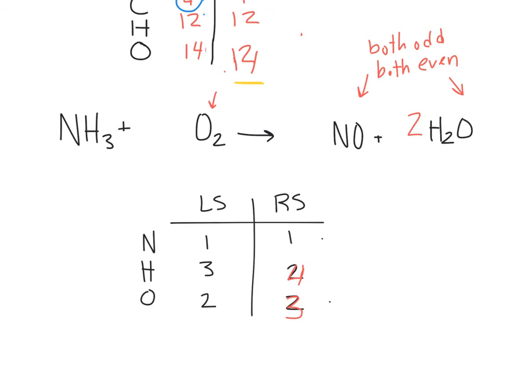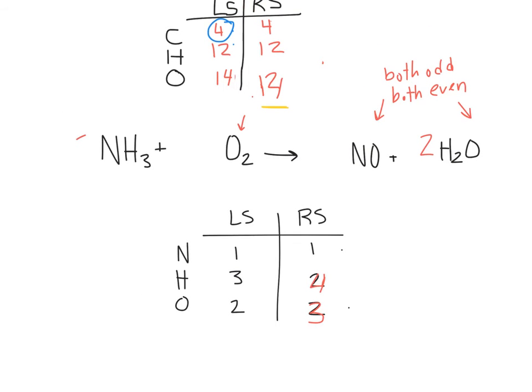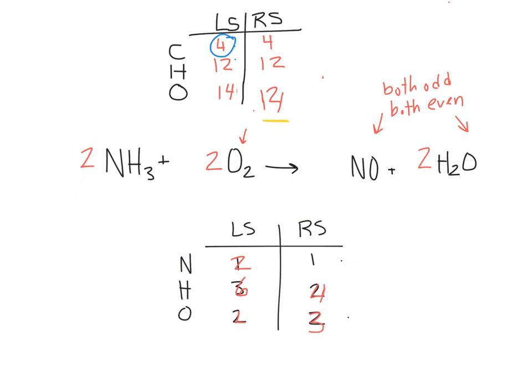So I'm going to start with my hydrogen. We'll change that to a 2, which means our nitrogen is now a 2, and our hydrogen is now a 6, because 2 times 3 is 6. And I'm also going to change my oxygen, so that becomes a 2, which makes all of this a 4, and I'm just going to rewrite those numbers.